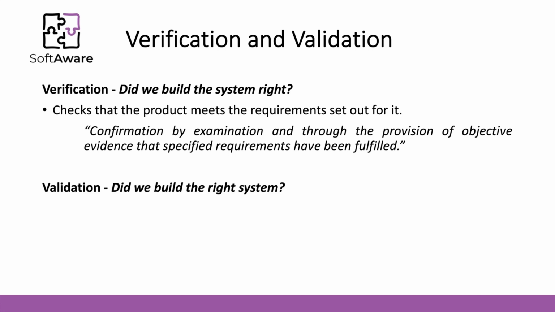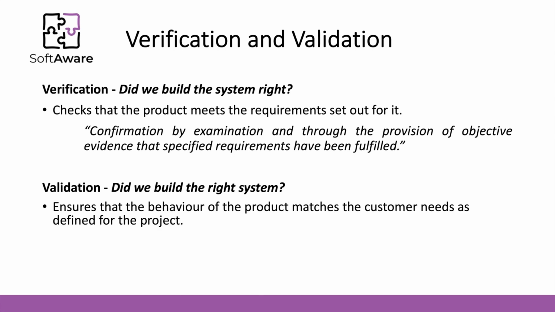On the other hand, validation stands for, did we build the right system? Validation helps to ensure that we are building the right product as far as the users are concerned. It ensures that the behavior of the product matches the customer needs as defined for the project. For example, for a website, the guidelines may have been written with people familiar with websites in mind. It may be that this website is also intended for novice users. Validation would include these users checking that they too can use the website easily.